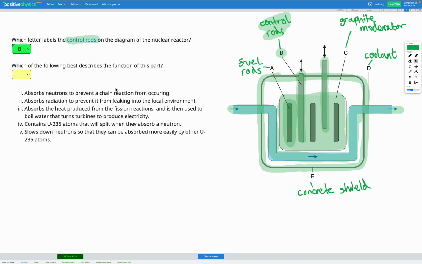We're then asked which best describes the function of this part. We know the control rods are used to absorb neutrons to take them out of the equation so that they don't go on to cause further reactions. So that looks like it's going to be option 1 here. Absorbs neutrons to prevent a chain reaction from occurring. That is true. So it's going to be option 1 here. So in this question, all you need to do is recognize each part of your reactor and know what it does.